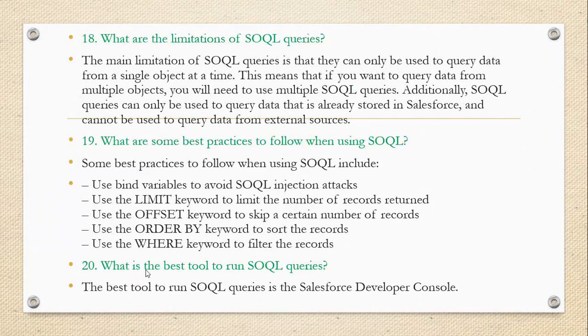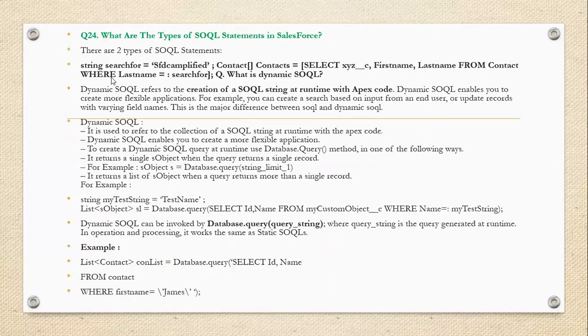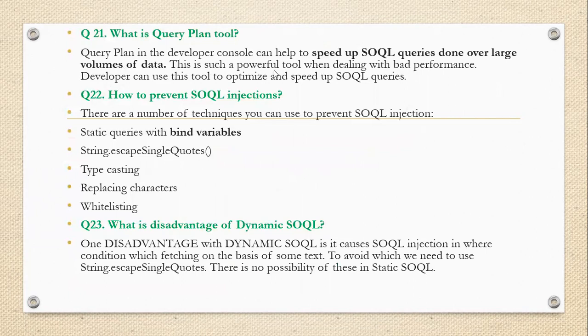Next question. What is the best tool to run SOQL queries? The best tool to run SOQL queries is the Salesforce Developer Console. Next question. What is the Query Plan tool? Query Plan in the Developer Console can help to speed up SOQL queries done over large volumes of data. This is a very powerful tool. When you are dealing with performance issues, developers can use this tool to optimize the speed of SOQL queries.